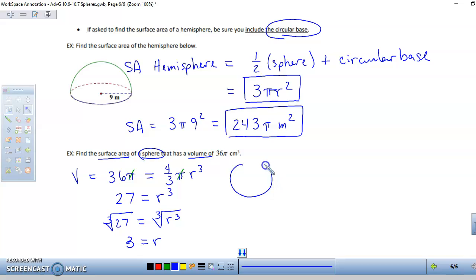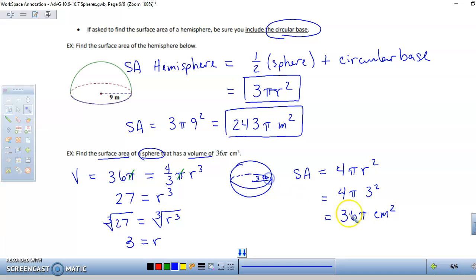Okay, so now I'm going to draw myself a lovely picture. And I have a radius of 3. Well, once I have a radius of 3, then I can figure out the surface area, because the formula for surface area only involves a radius. So I'm going to plug that in. I get 3 squared. And then that's 9 times 4, which is 36 pi. And that would be centimeters squared.